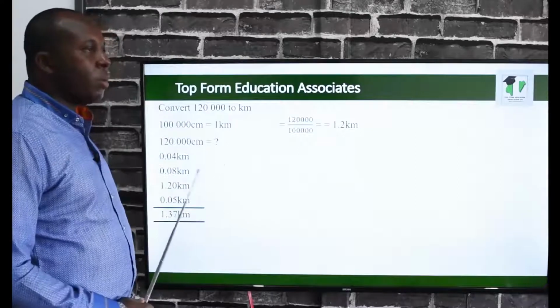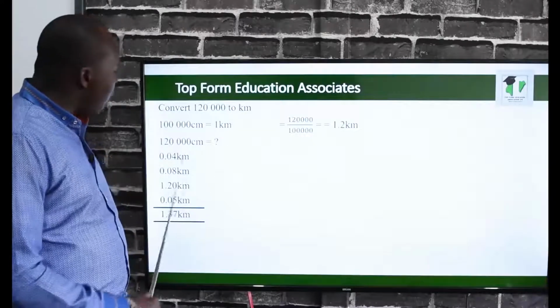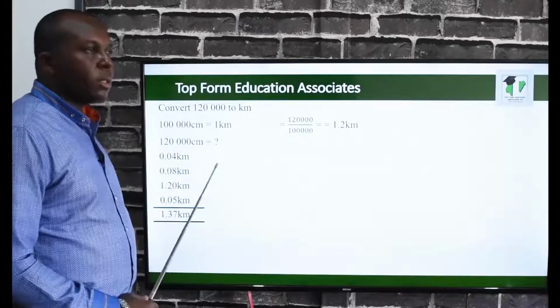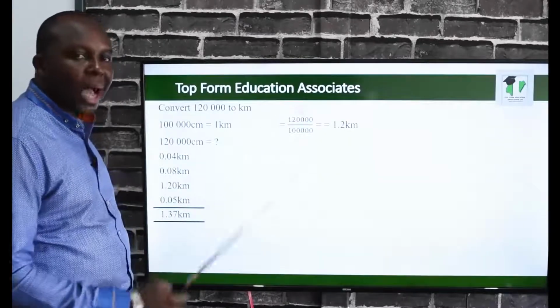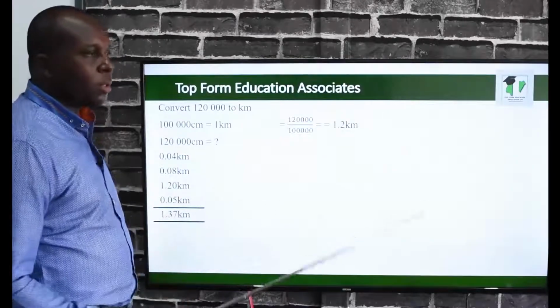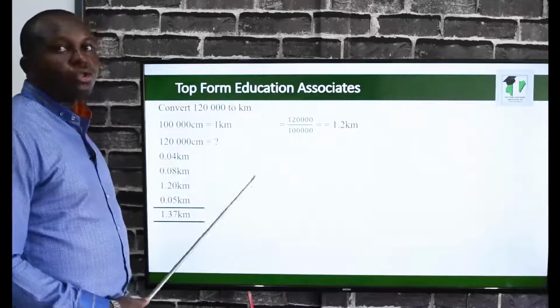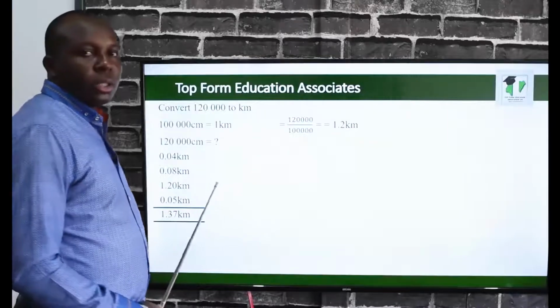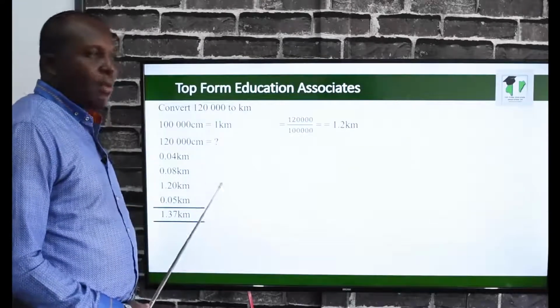Don't forget, what we are looking for is that all your units must be the same before you can add, before you can subtract. If you add like that, it's wrong. If they don't have the same unit, you cannot add them together.